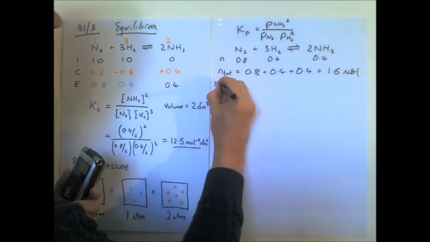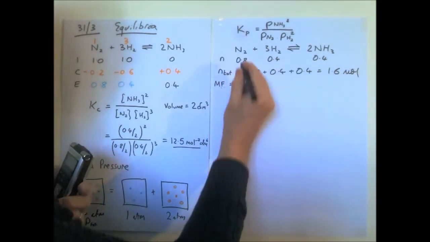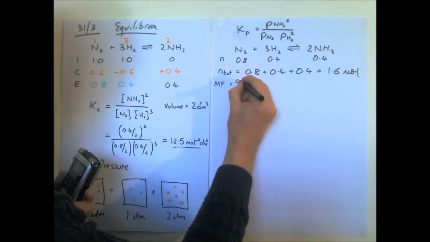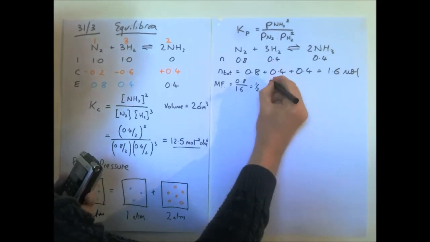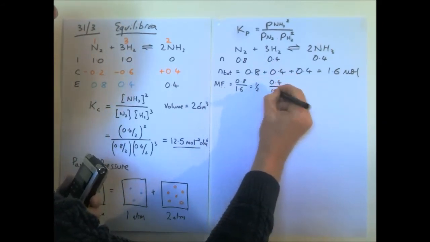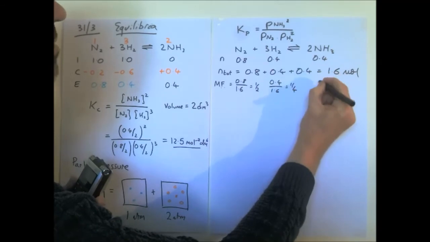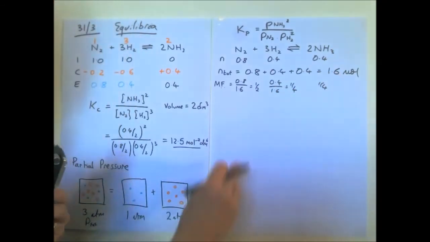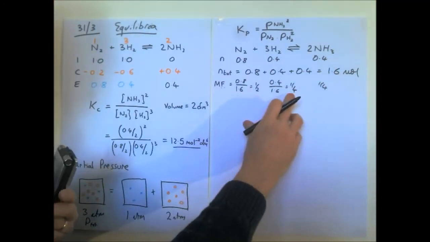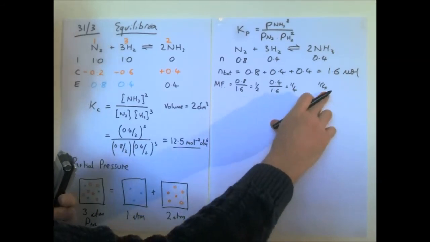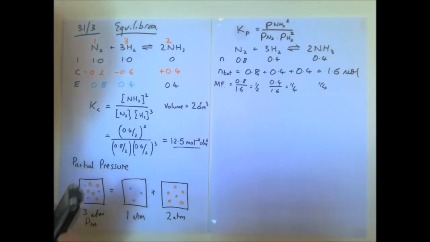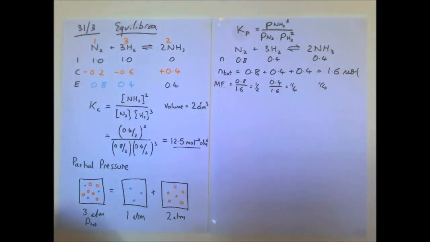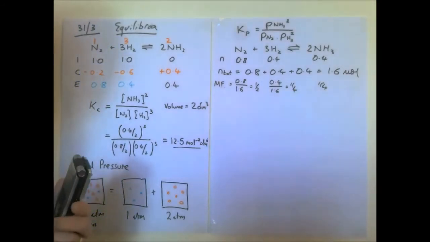So the mole fraction of each will just be 0.8 over 1.6. Well, that's just a half. And for hydrogen, 0.4 over 1.6 is a quarter, and ammonia will be the same. So the mole fraction of nitrogen is a half, hydrogen's a quarter, and ammonia is a quarter. In other words, it makes up a quarter of the total number of moles in the container. Okay, so far so good.